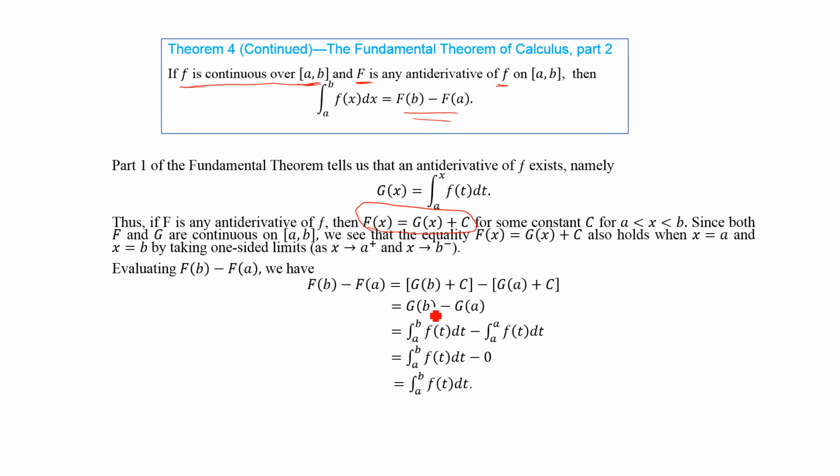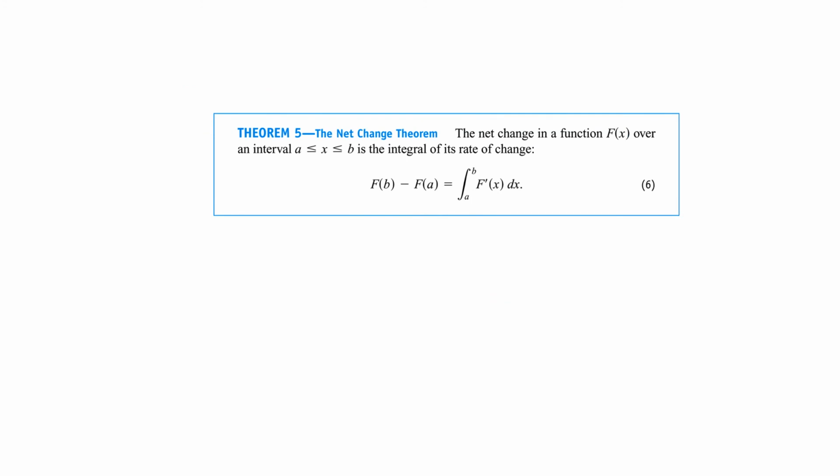Now just plug in the values. g(b) is equal to the integral from a to b of f(t) dt, and g(a) is equal to the integral from a to a of f(t) dt. The integral from a to a is 0, and we are left with the integral from a to b of f(t) dt. So we have the integral from a to b of f(t) dt equal to F(b) minus F(a), where this uppercase F is an antiderivative of f. So this completes the proof.